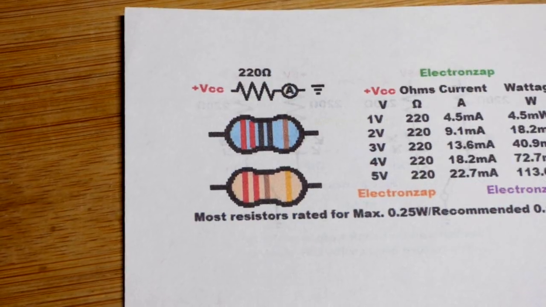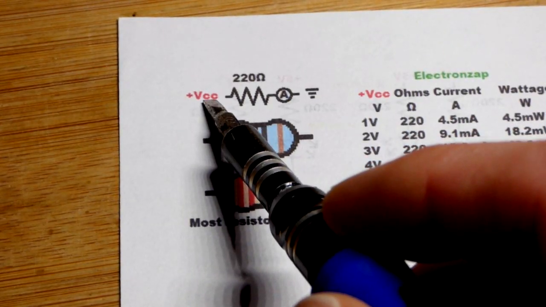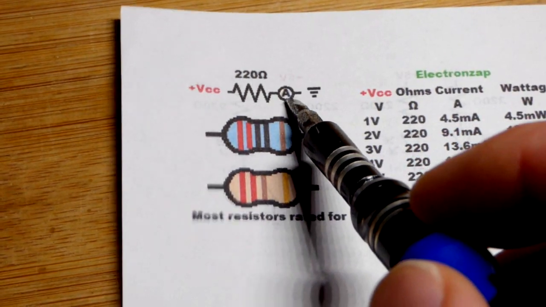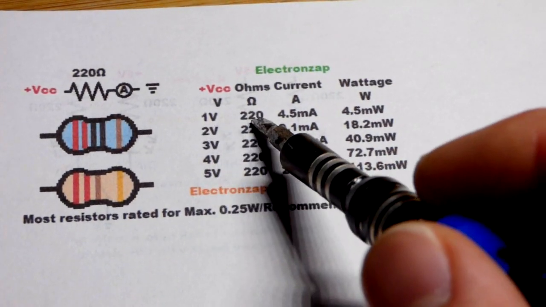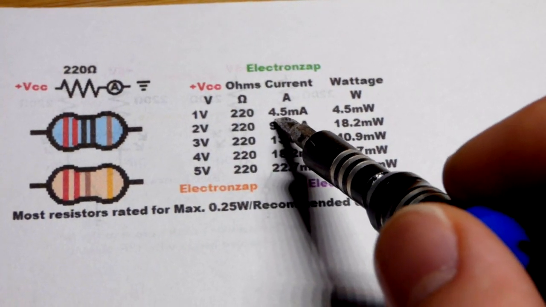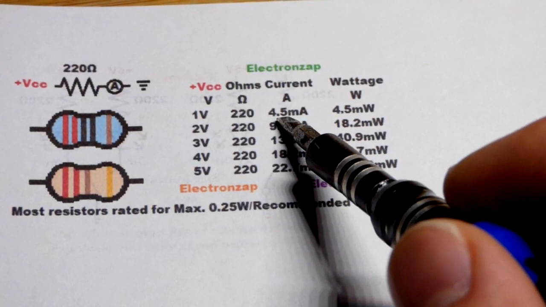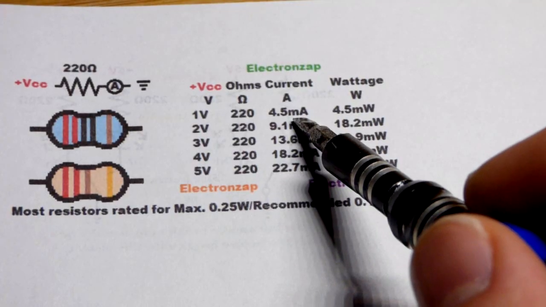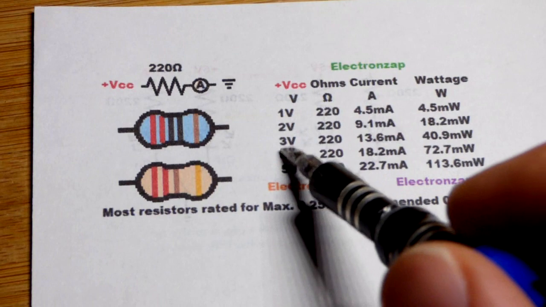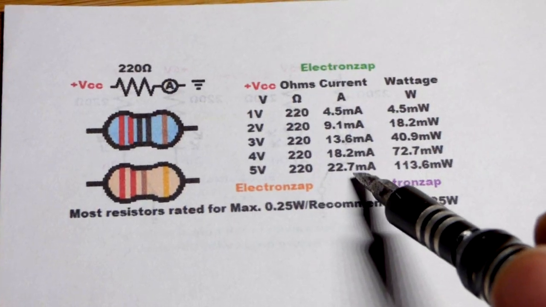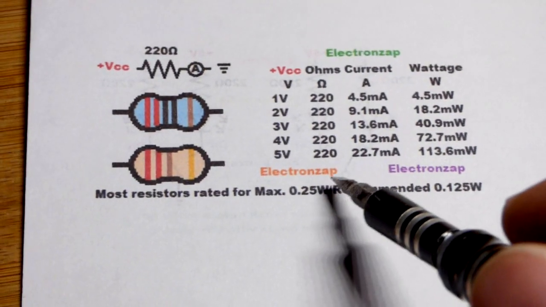So now, I use 220 ohm resistors a lot in my videos. The voltage across the resistor divided by resistance gives you the current, basic resistor property. So here you can see, 1 volt divided by 220 ohms gives you 0.0045 amps, rounded off I should say, or 4.5 milliamps of current. You double the voltage, you'll get double the current, 3 times the voltage, 3 times the current, and so on. Remember though, wattage is voltage times current, so it rises a lot faster.